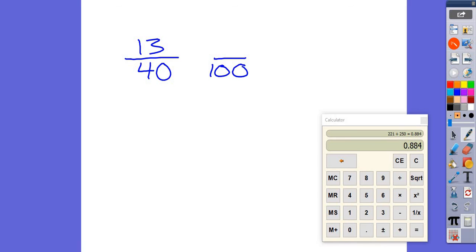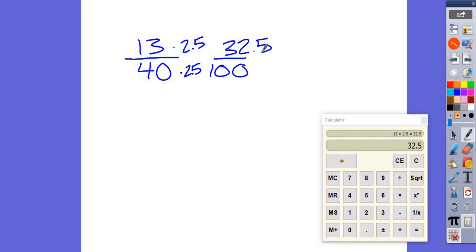I need to know what is being multiplied by to get 100. How do I find that magic number? You divide 100 by 40, and you get 2.5. So my magic number is 2.5. So how do I find my percent? Multiply 13 times 2.5, and I get 32.5. I need to write that as an answer.